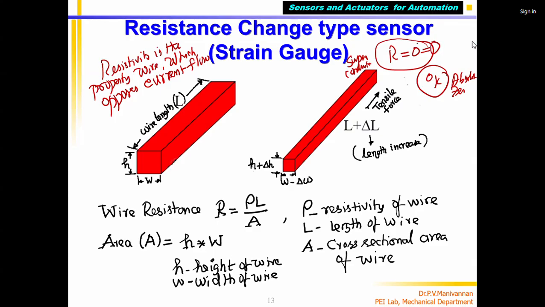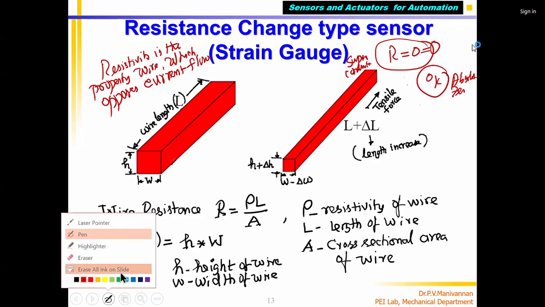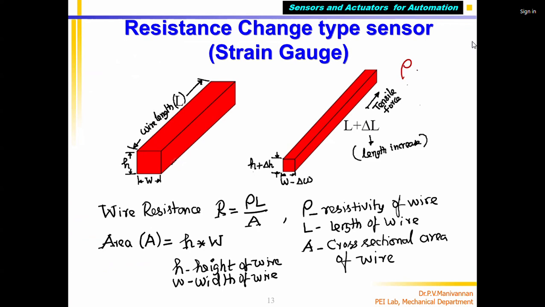So that is one thing. But at room temperature, other than 0 degrees Kelvin, the resistivity rho varies. Resistivity for the material is fixed, but the resistance changes due to this parameter. This is fixed. This is changing.